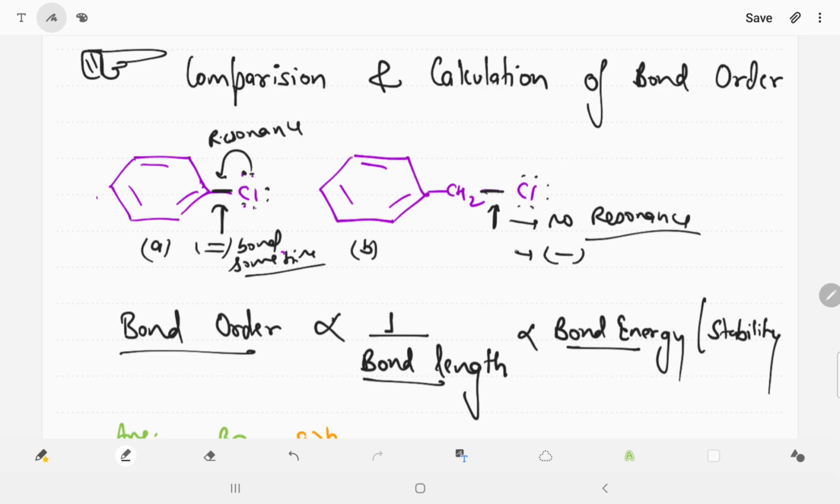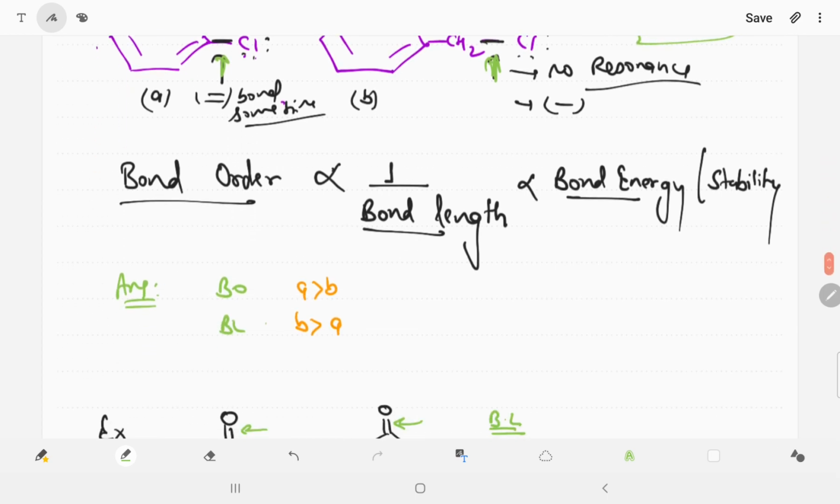So this will have a large bond length. B is having a large bond length as compared to A. When bond length increases, bond order decreases. So for bond length, B is more than A, and bond order is A more than B. I hope this is very clear to you guys. Bond order is A greater than B, and bond length is B greater than A.